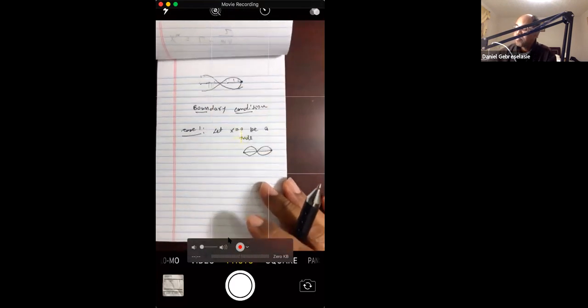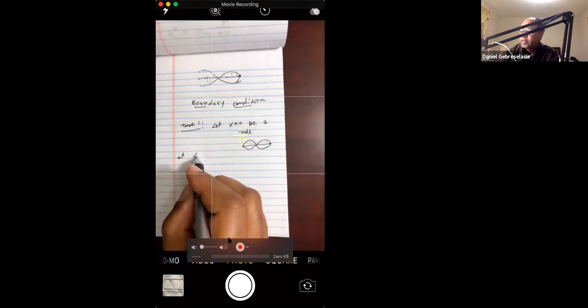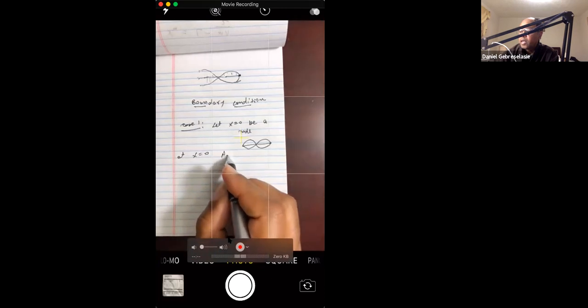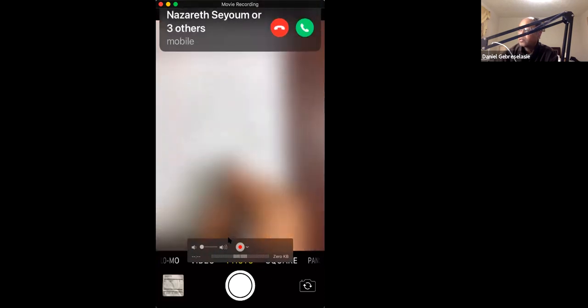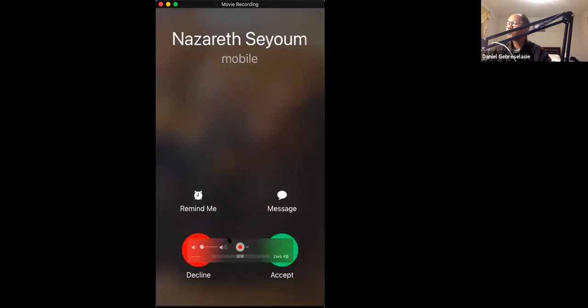All right. So let x equals 0 be a node. What does that mean? That means at x equals 0, A net equals 0.